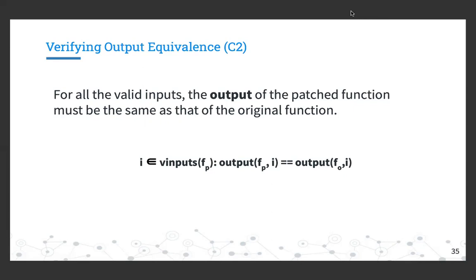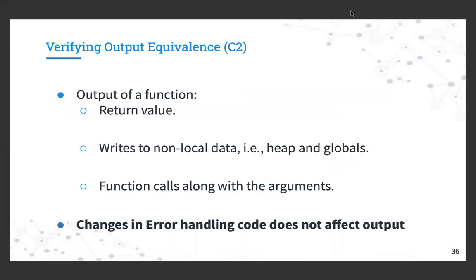To do this, we first need to define what we mean by output of a function. We define output of a function as all the effects of a function that are externally visible, specifically its return value, all the writes made by the function to non-local data such as heaps and globals, and also all the function calls made by the function itself. Furthermore, we consider all the changes made to the error handling basic blocks as something that doesn't affect the output of a function. The reason for this is that the code in the error handling basic blocks tries to recover from an error condition and thus doesn't affect the output of a function.